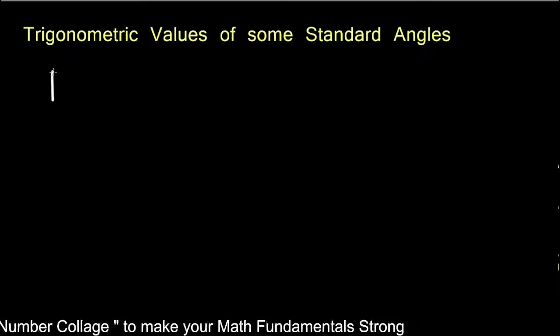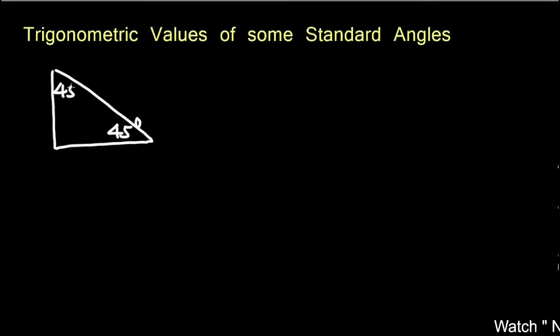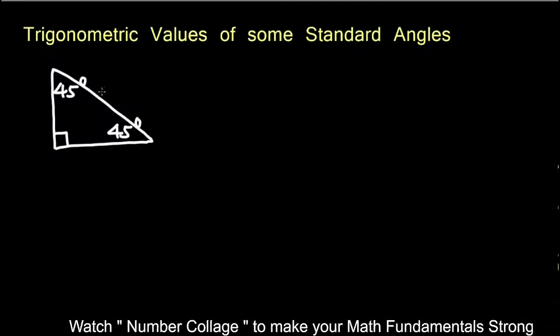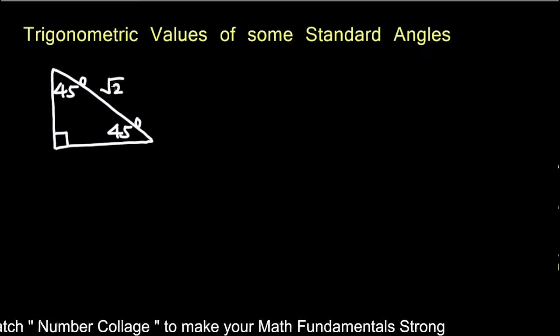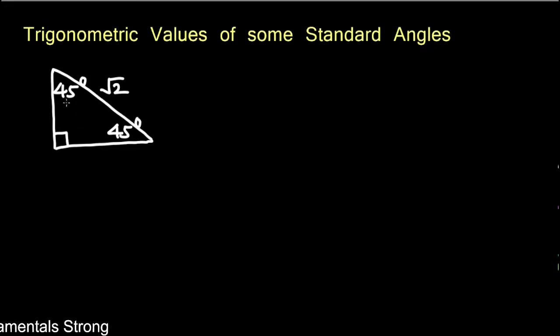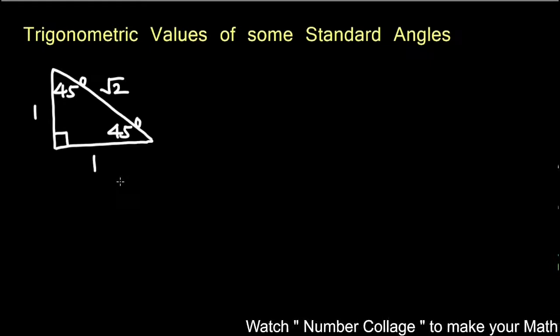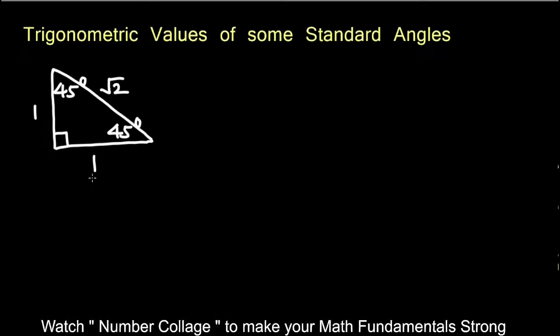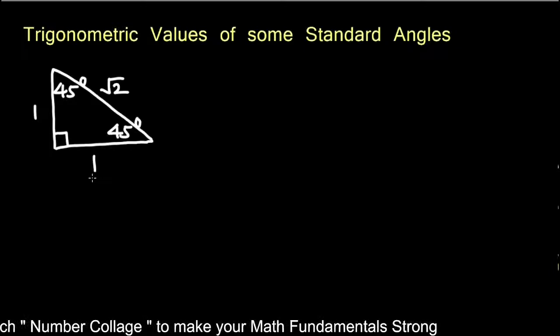Consider a 45 degrees, 90 degrees right triangle. Let the hypotenuse be root 2 and the sides opposite to 45-degree angles be 1 each. If we check the validity of these values, then according to Pythagoras theorem, we find them to be correct.